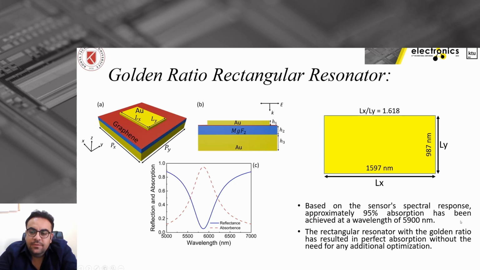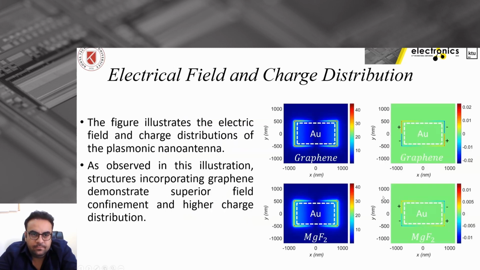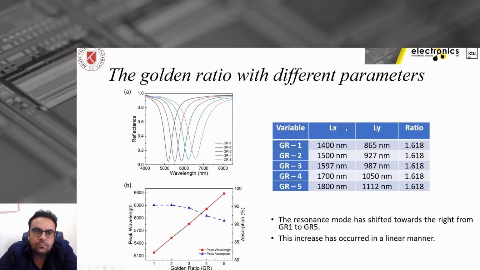And the rectangular resonator with the golden ratio has resulted in perfect absorption without the need for any additional optimization. It is an advantage for us. And the electric field and charge distribution: the figure illustrates the electric field and the charge distribution of the plasmonic nanoantenna. As observed in this illustration, structures incorporating graphene demonstrate superior field confinement and higher charge distribution, as shown in this figure.